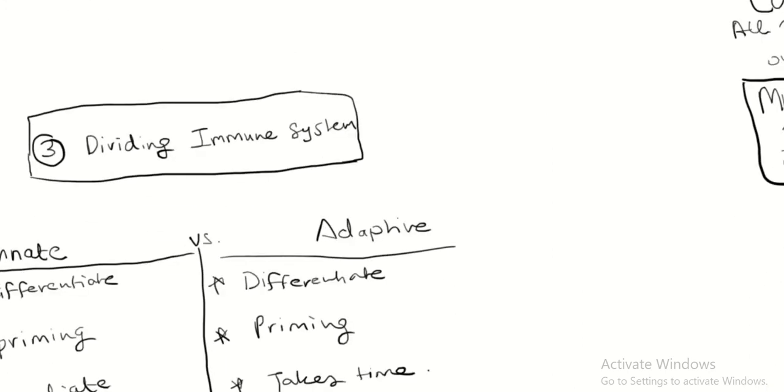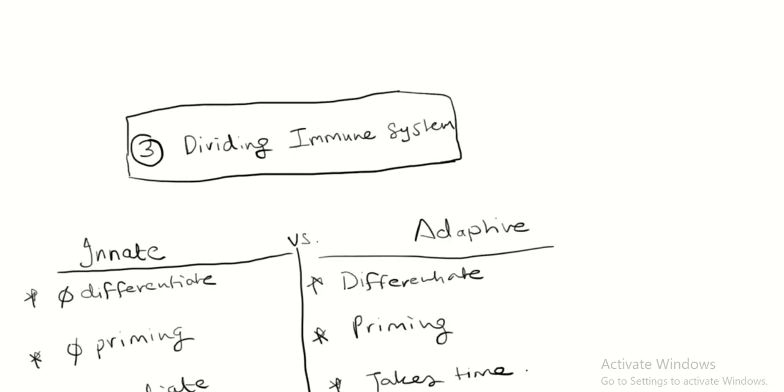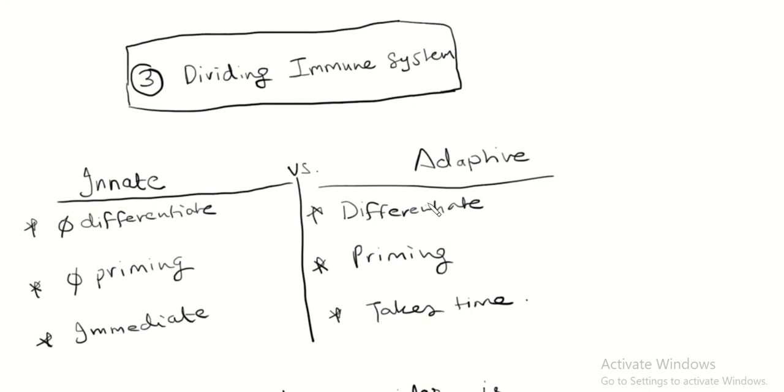So let's talk a little bit next about dividing the immune system. Let's figure out how to divide it, because if you divide it, it makes the study much easier for us. There are two ways to divide the immune system. Again, there are two divisions: innate immunity and adaptive immunity.